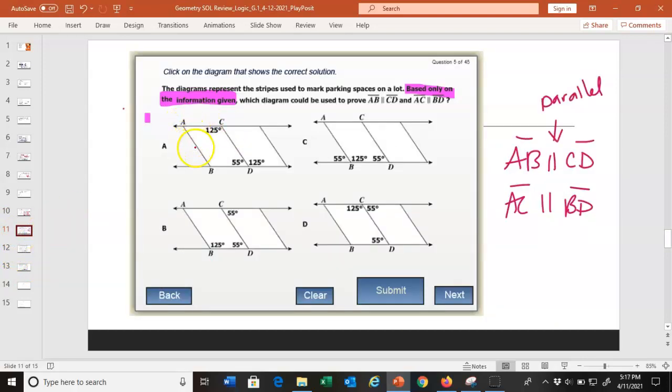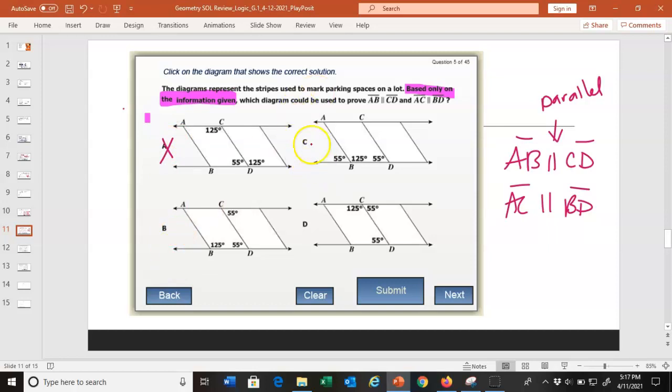So if you look at AB, there are no angle measures written on AB, none. So we can't assume anything. Remember, it's based on the information given. Because there are not even any angle measures on AB, we can't make any determination. There's not enough information to tell. So nope, A is not in the running.